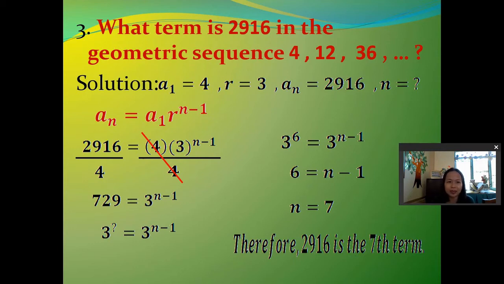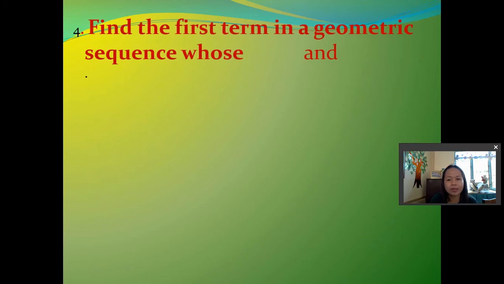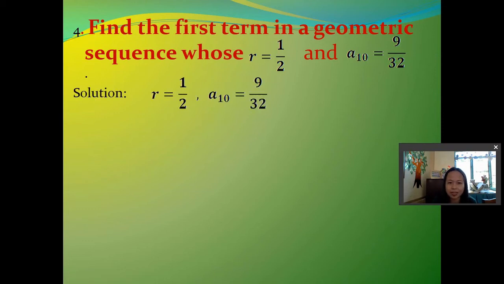How about this fourth example? Okay, we'll have number 4. Find the first term in a geometric sequence whose r is 1/2 and 10th term is 9/32. So this time we are looking for the first term. Previously, in our first example, we were looking for the nth term. Second example, the common ratio. Third example, the n. And for this particular problem, we are looking for the first term. We are given that our common ratio is 1/2 and our 10th term is 9/32.